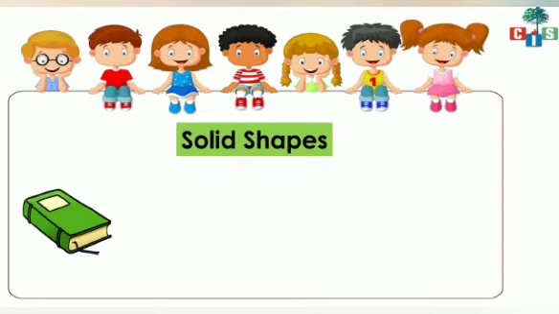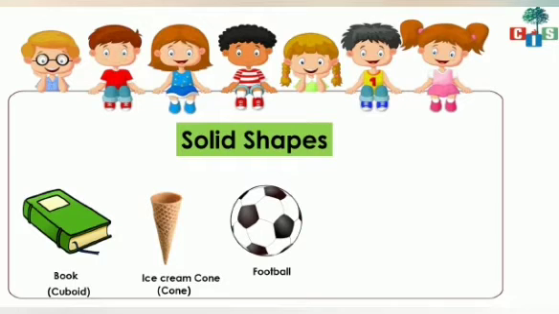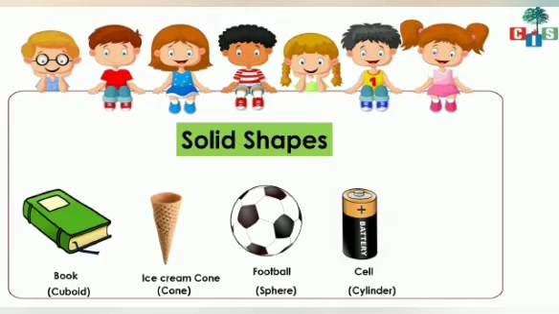This is the shape of a book, but it's a cuboid. This is an ice cream cone. It's a cone shape. This is a football. The shape is of sphere. This is a cell. The shape is of cylinder. And this is a dice. The shape is of cube, right?